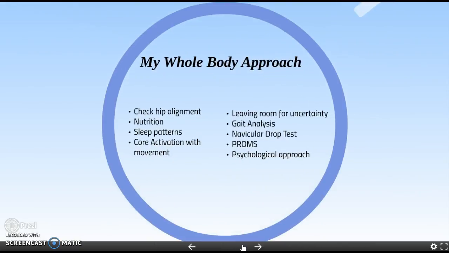So to the left is kind of what I currently am doing in my own practice, and then to the right is some gaps or some areas of improvement that I'd like to work on. So first, starting with what I do right now. So with whole body approach, I like to work the kinetic chain.